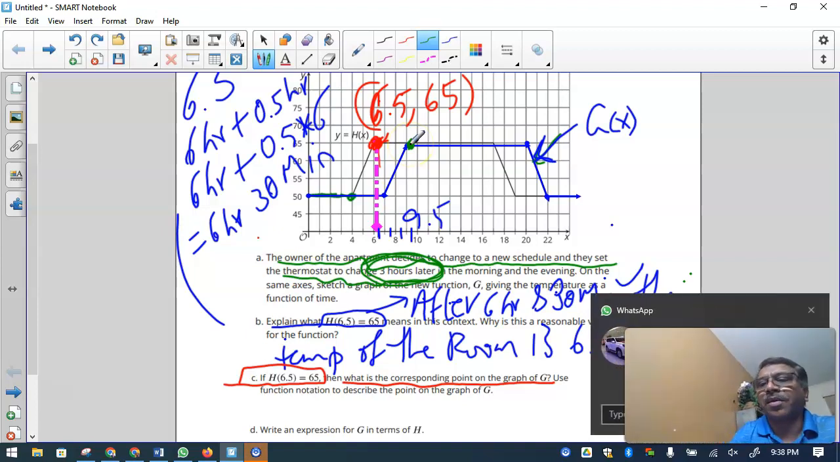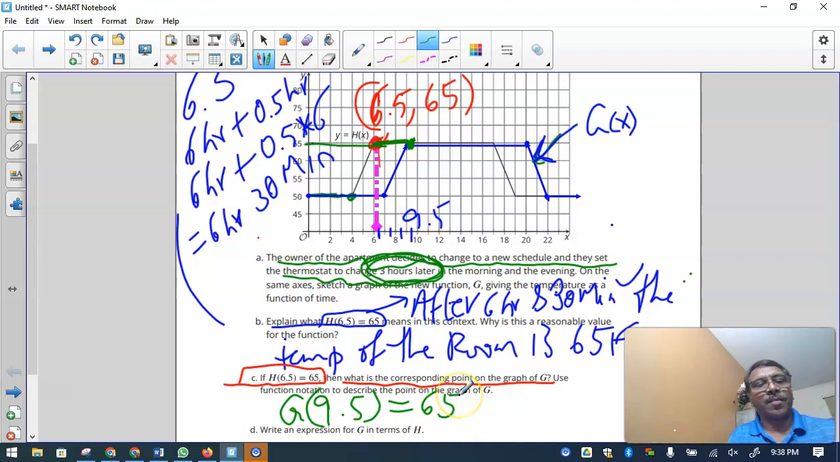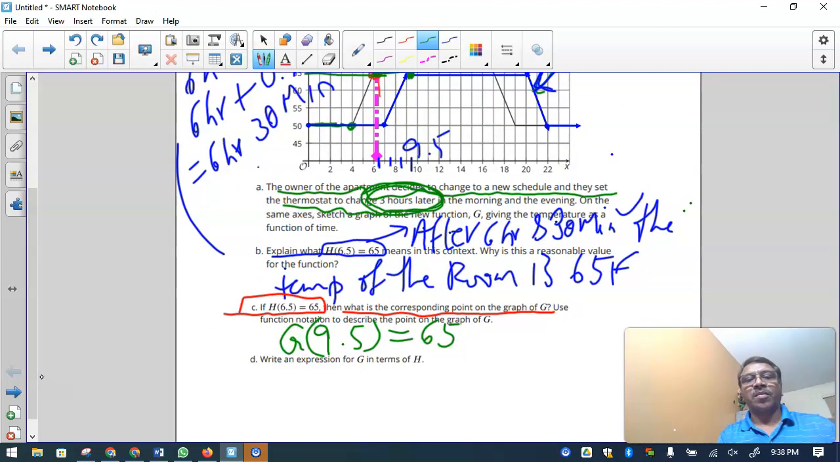So what we are supposed to write here is G of 9.5, because it is at 9.5. G of 9.5 is 65 degrees, because it's the same height. Look at the same height. It's the same 65 degrees here. So this is 65 degrees. So that's the meaning of the corresponding G.